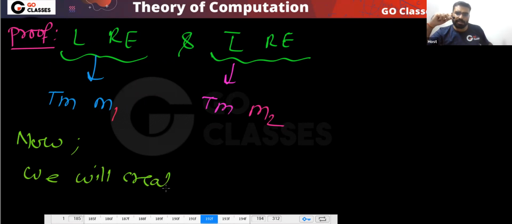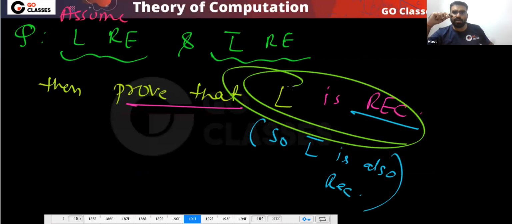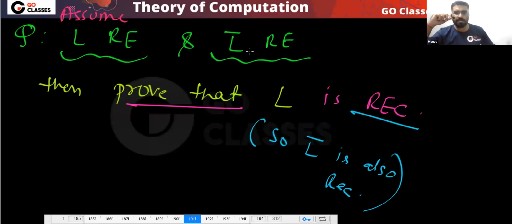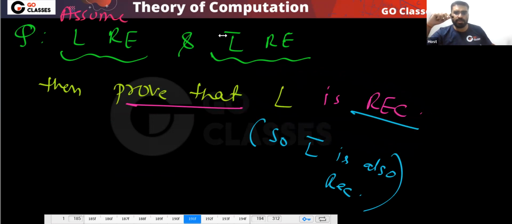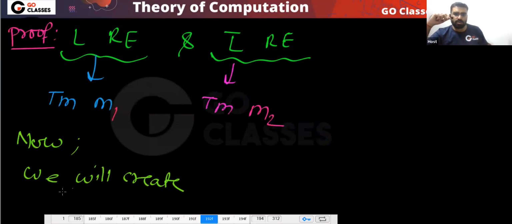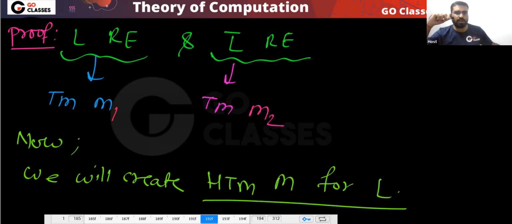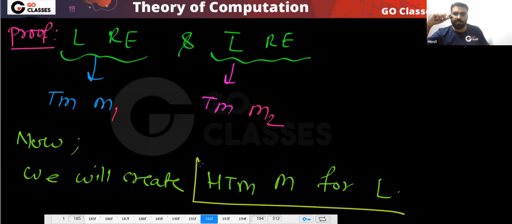Tell me, if I want to prove this, what do I need to create? I need to create a halting Turing machine. Very good. So we will create a halting Turing machine M for L. Okay, this is what we will create. Is this clear?